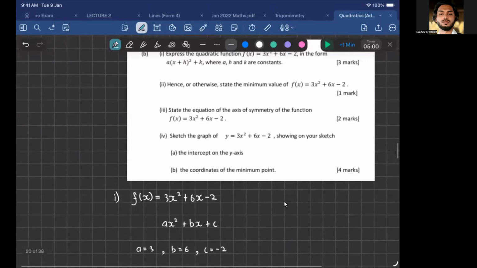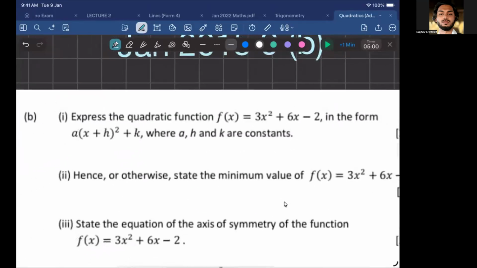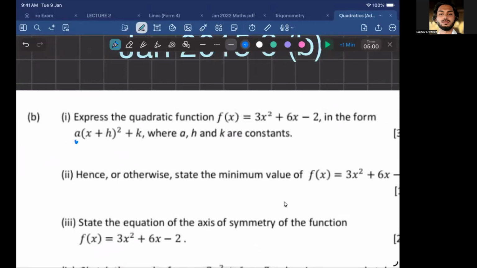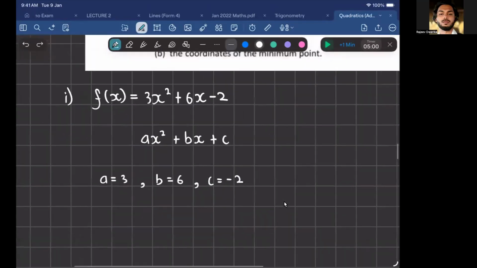What did they want us to find? They wanted us to write this in the form (ax + h) squared plus k. So if that's the case, Avinash, we would need to figure out what a is and what else. What are the other two things I need to find? h and k. Right. Is there a formula we could use to find h and k?